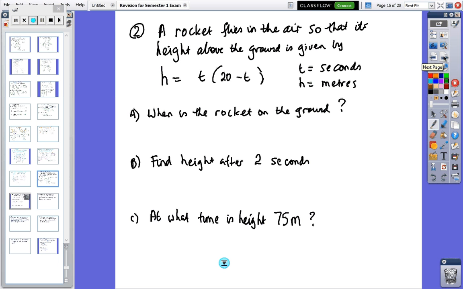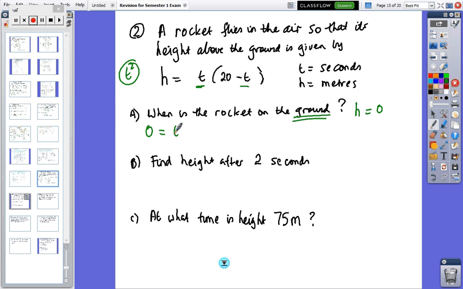This is a quadratic. Because we've got t times t, we're going to have t squared. So we've got a quadratic expression. So these are hard, and again, these are the ones that you don't necessarily have to do. If you can, that'd be great. Pause, and when you're ready, come back live. So the first thing is the ground is defined as the height equals 0.